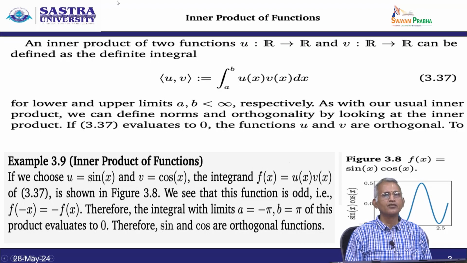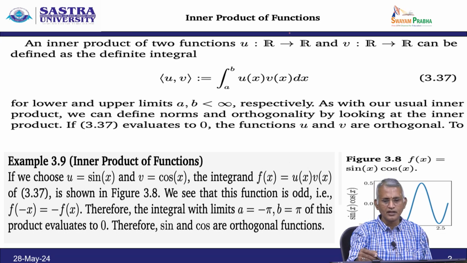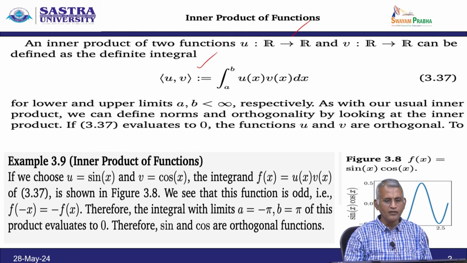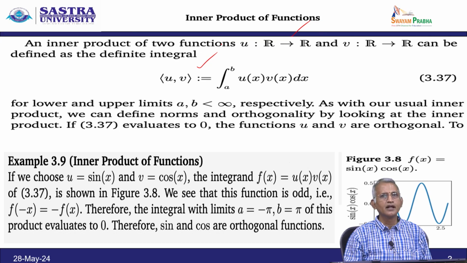Next we have to start with the inner product of functions. An inner product of two functions u: R to R and v: R to R can be defined as a definite integral. Inner product of u, v is equal to the integral from a to b of u(x) times v(x) dx. So this is the notation we can use with the help of the inner product.